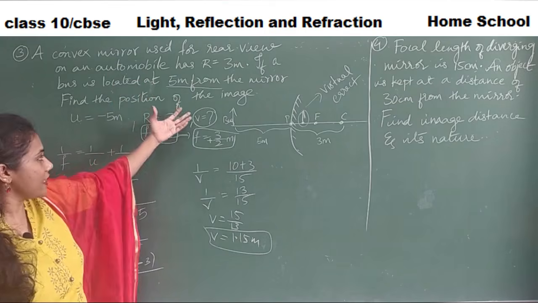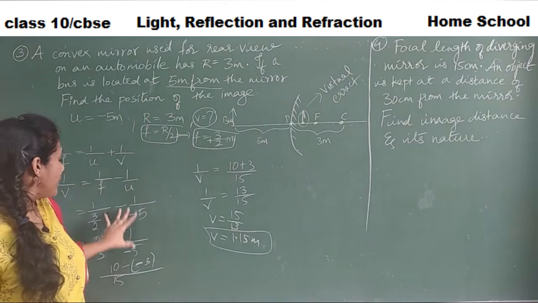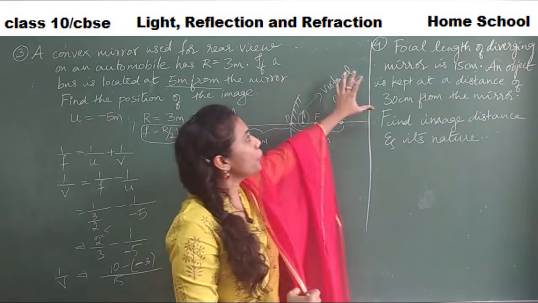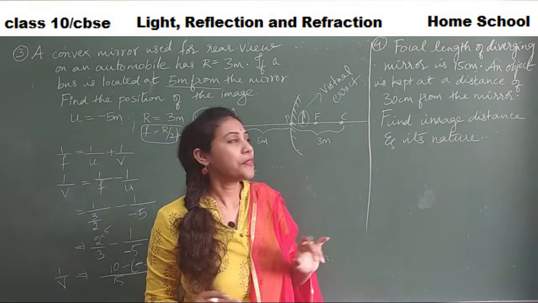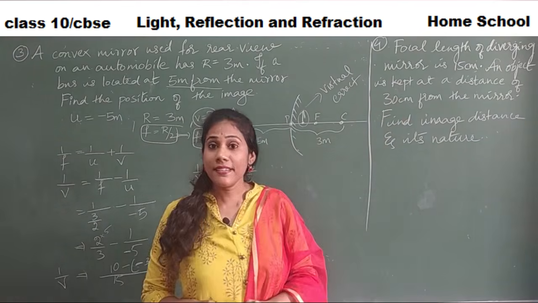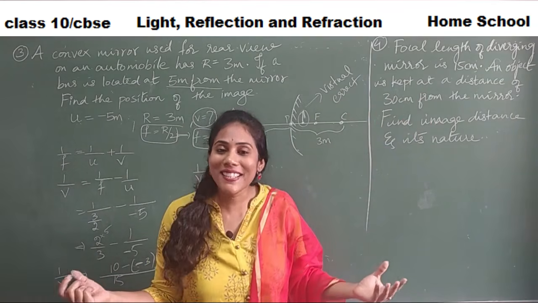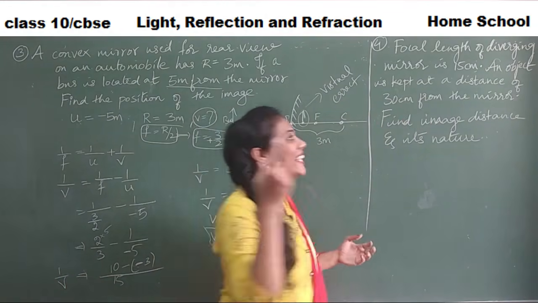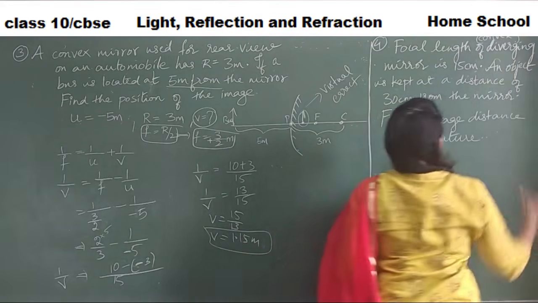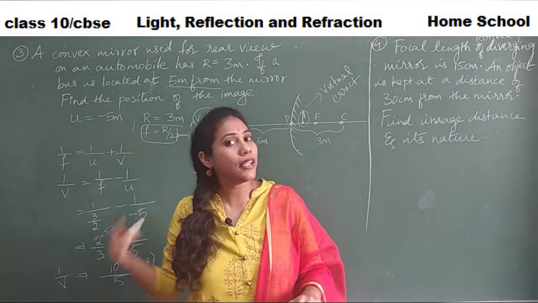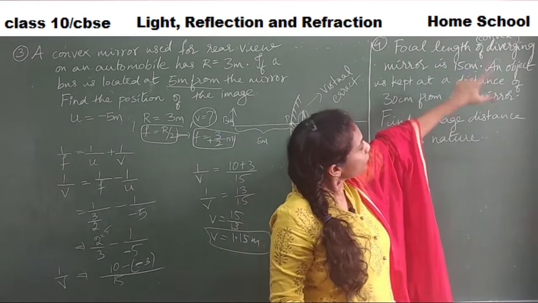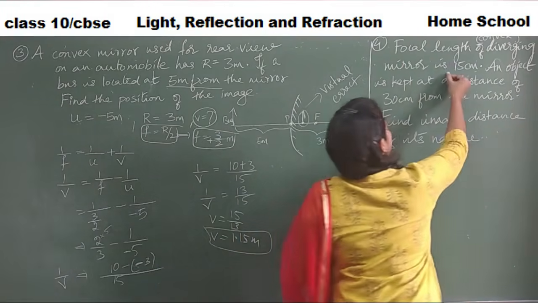Carefully you should see what is given, apply the sign convention, then substitute in the formula and calculate. Okay, and this fourth problem is for homework. Let me read out the question. Focal length of diverging mirror. Yes, diverging mirror in the sense what, guys? Concave or convex? Diverging mirror is nothing but convex mirror. So they have given information of a convex mirror. Converging mirror means concave, diverging mirror means convex. So focal length of some convex mirror is given, that is 15 centimeter.